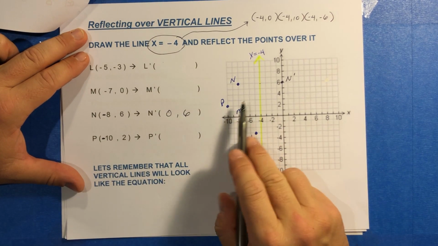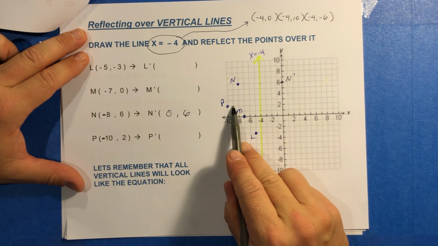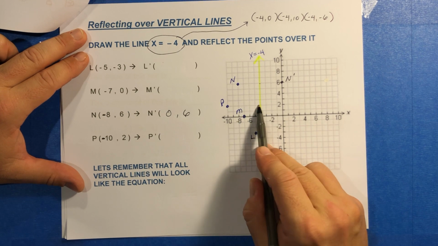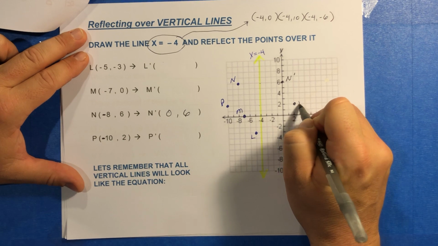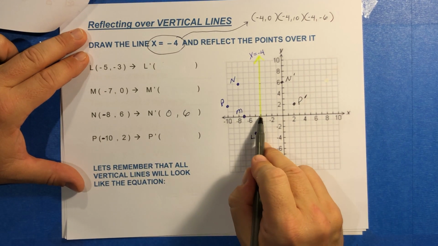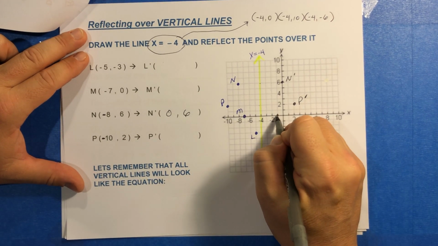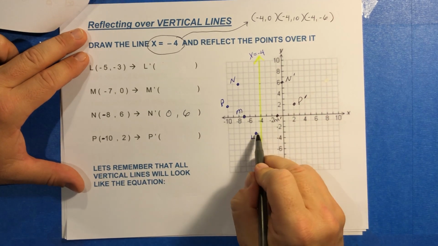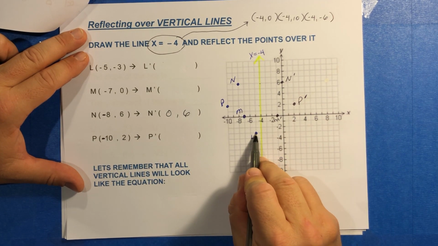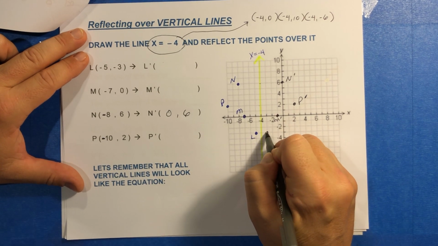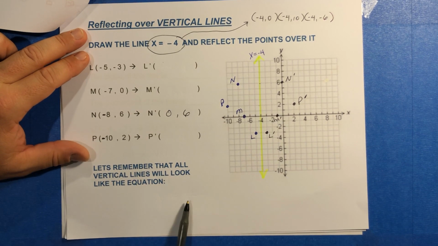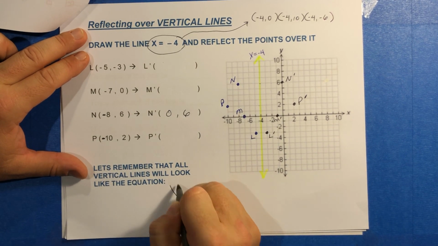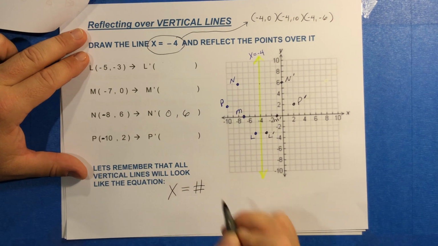Okay, cool. Next one, P is right here. I'm just going to go down 1, 2, 3, 4, 5, 6 away. 1, 2, 3, 4, 5, 6 on the right. There's your P prime. M, 1, 2, 3, 1, 2, 3. So there's your M prime. And L is only 1 away on the left. Therefore, where will L prime go? It'll be 1 away from the line on the right. Let's remember that all vertical lines will look like the equation x equals some number.